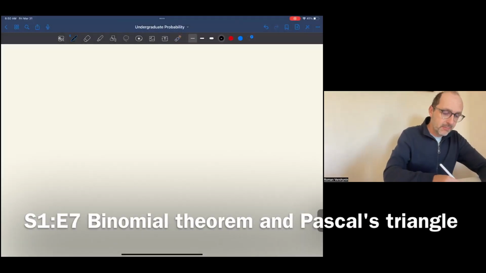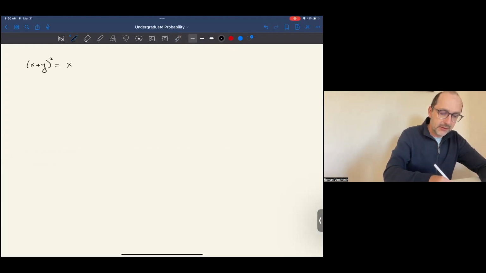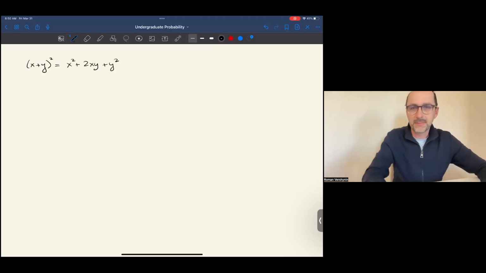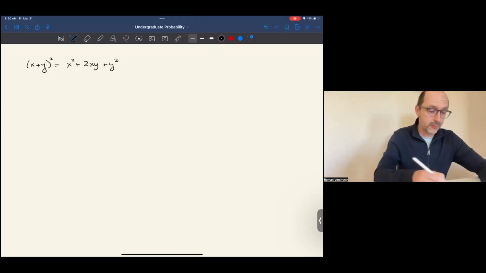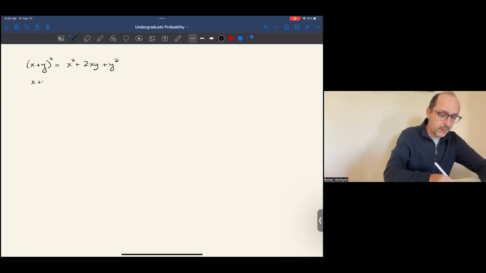You certainly remember the formula for (x + y) squared. That's x squared plus 2xy plus y squared. You may also remember or have heard of the formula for (x + y) cubed. That's x cubed plus 3x squared y plus 3xy squared plus y cubed.